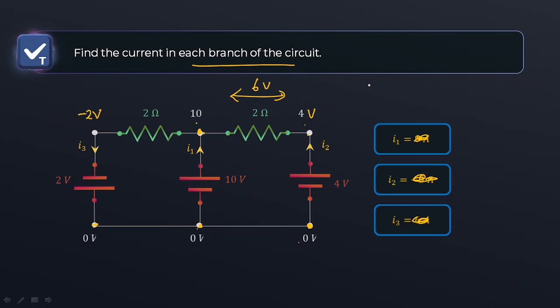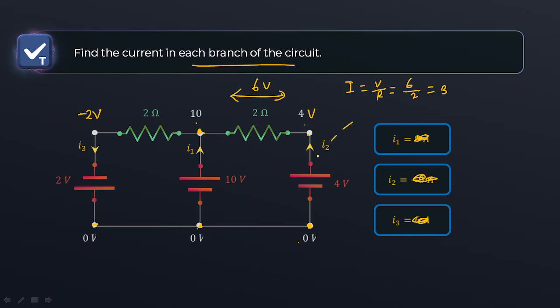And we know that from Ohm's law, I will be equal to V upon R. So delta V is 6 by 2. That will be how much? 3. So I2 will be 3.